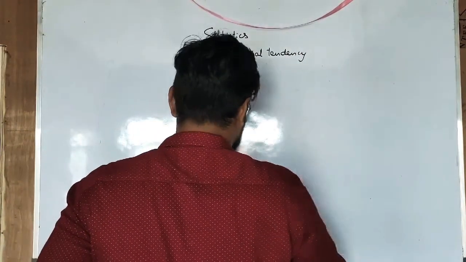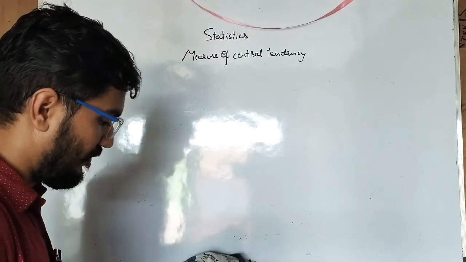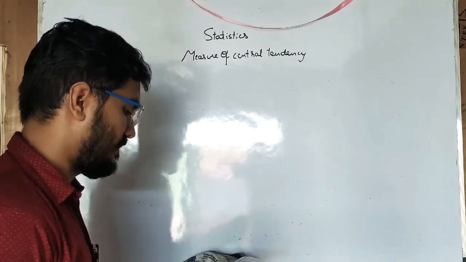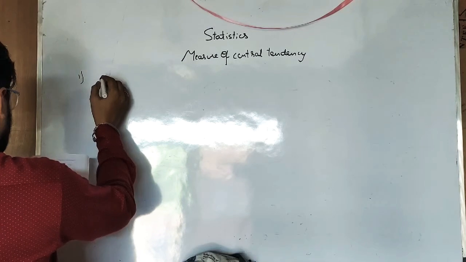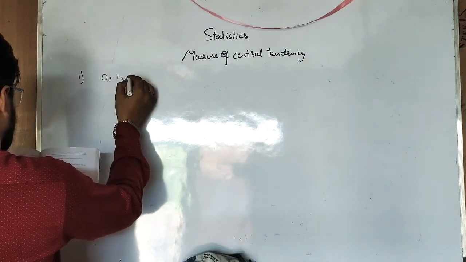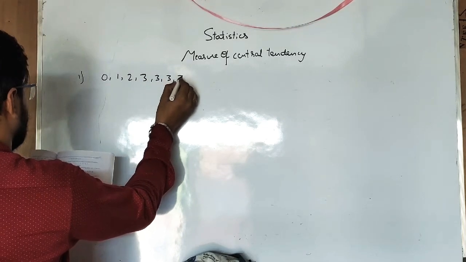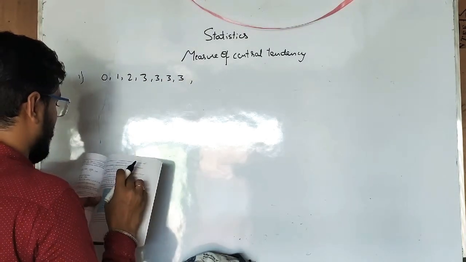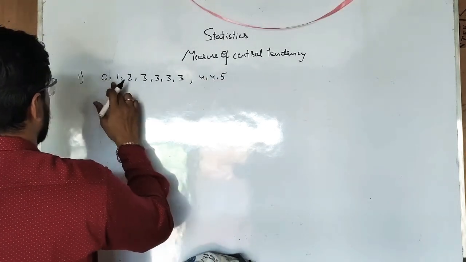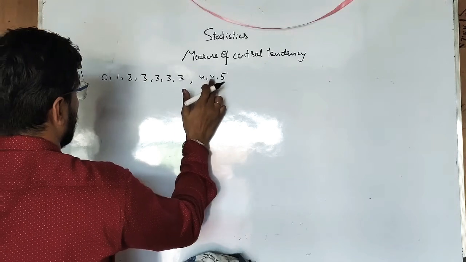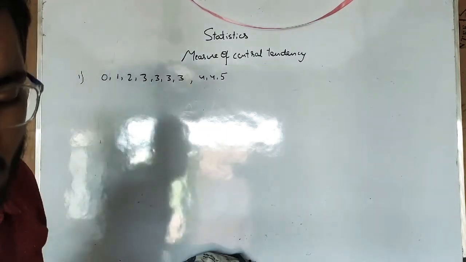In exercise 14.4, question number 1, we have to determine mean, median and mode. First arrange the data in ascending order: 0, 1, 2, 3, 3, 3, 3, 4, 4 and then 5. Counting 1, 2, 3, 4, 5, 6, 7, 8, 9, 10, there are 10 matches. Now we have to determine mean, mode and median.